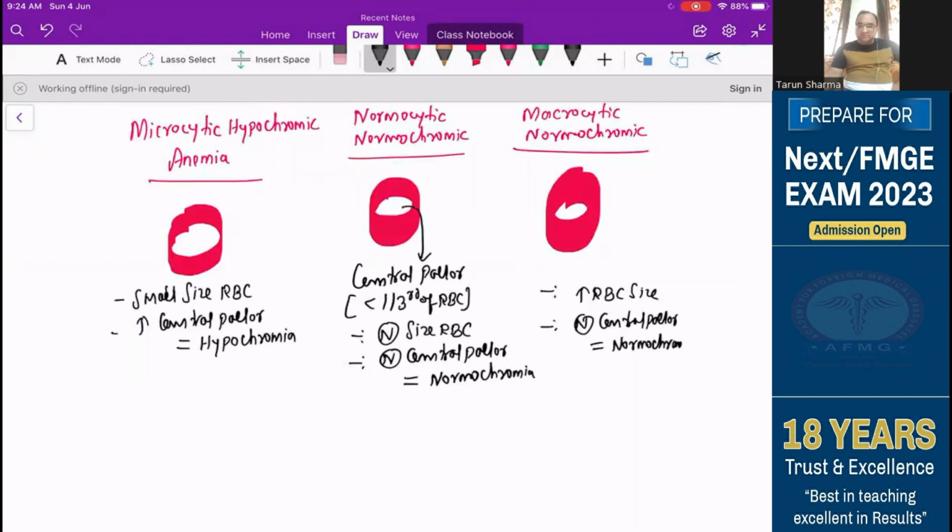And which thing is giving the color to the RBC? That is the hemoglobin itself. So if more hemoglobin is there, there will be normochromia, and if less hemoglobin is there in a single RBC, it will be called hypochromia.